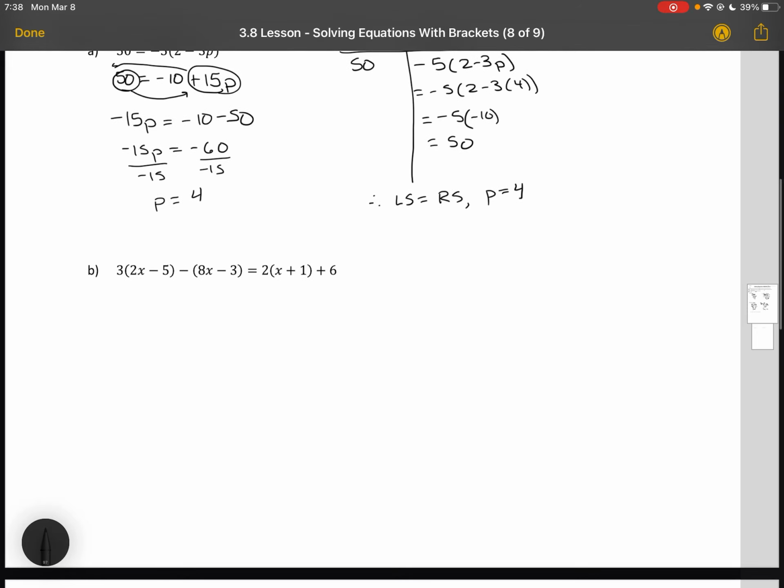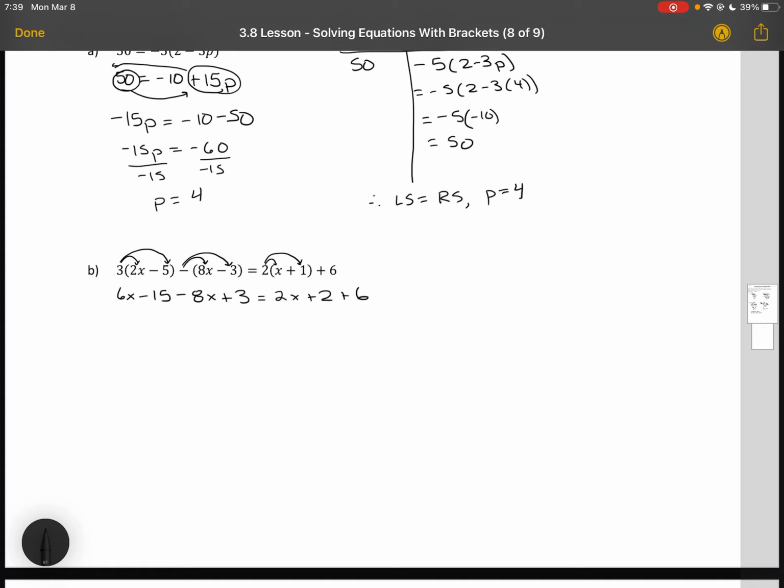Let's do a couple more examples. Here, this one looks a little bit more complicated because I have so many sets of brackets, but no big deal. I can distribute and clear the brackets in all 3 situations. So in my first bracket, I get 6x minus 15 minus 8x plus 3. On the right-hand side, 2x plus 2, and then plus 6.